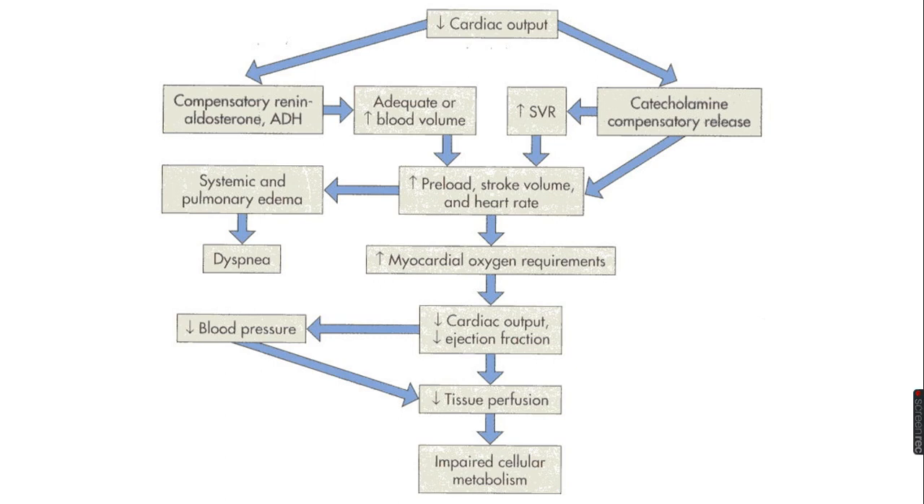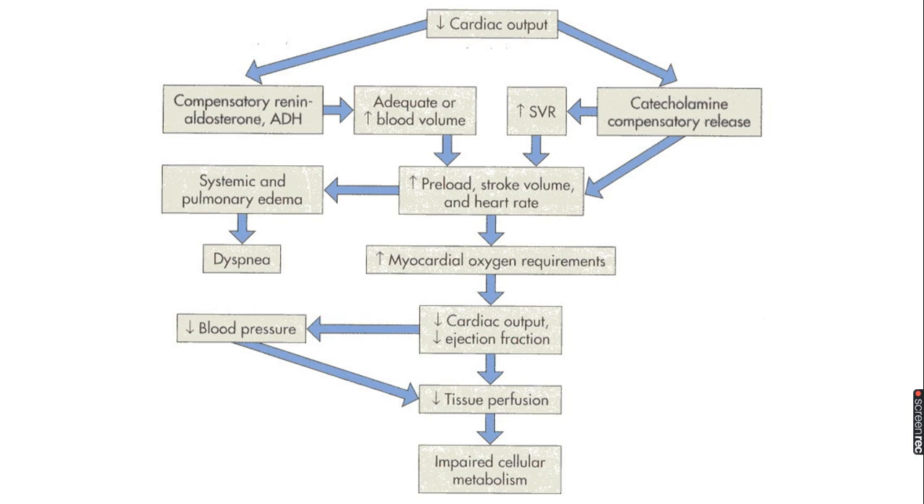However, with these compensatory mechanisms, you find that there will be an increase in systemic and pulmonary edema, resulting in dyspnea. So that's where your dyspnea arises. And there's also increased myocardial oxygen requirements. Because of these increased requirements, we have a reduction in the cardiac output and the ejection fraction, culminating in a drop in the BP and a drop in tissue perfusion, resulting in impaired cellular metabolism.